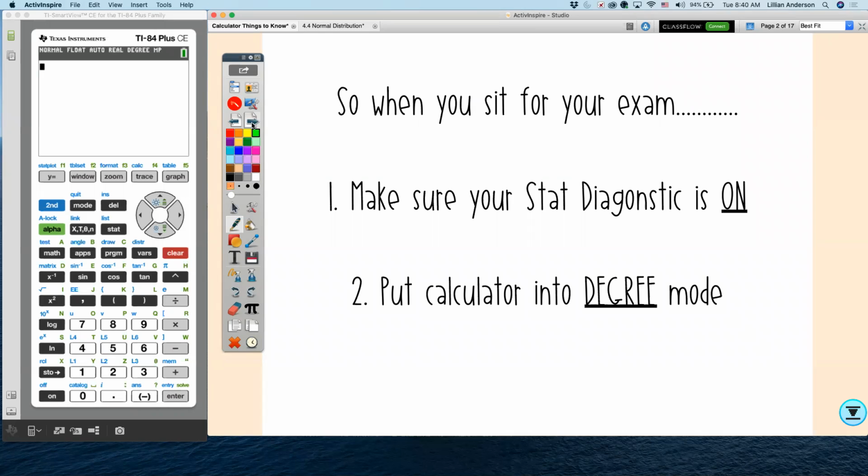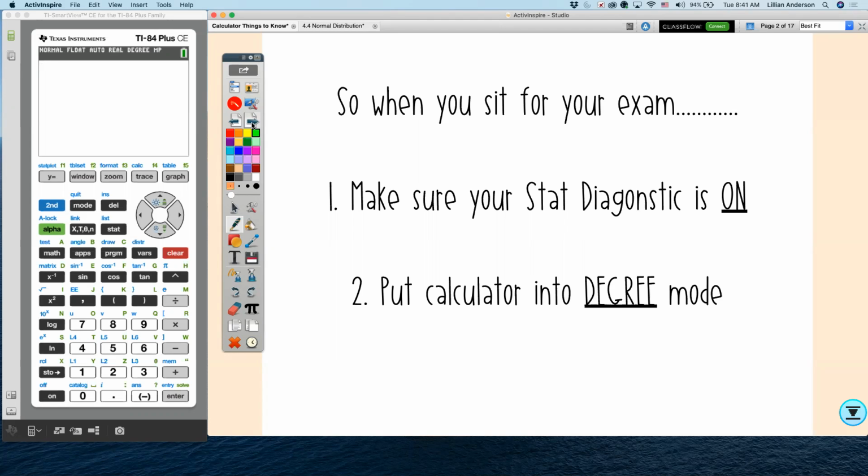Now, had this been a regular year, every time you sat for a mock, I would be resetting your calculator for you all to practice turning on your diagnostic and putting your calculator into degree mode, so it's almost programmed. But we don't have that luxury this year, so you need to make sure that these are the 2 things that, when you sit for your exam and you're allowed to touch whatever's on the actual table, this is what you need to do before you even get started, okay? Turn your stat diagnostic on and put your calculator into degree mode.